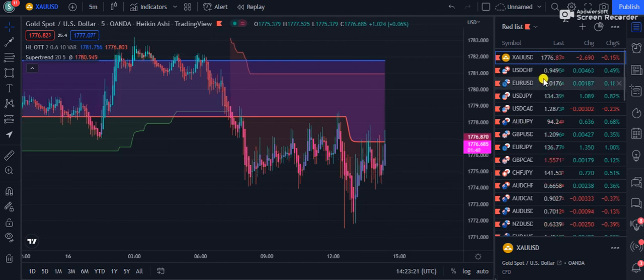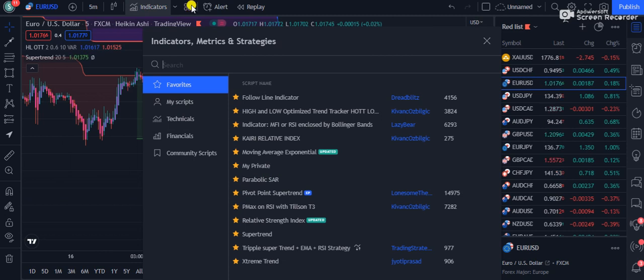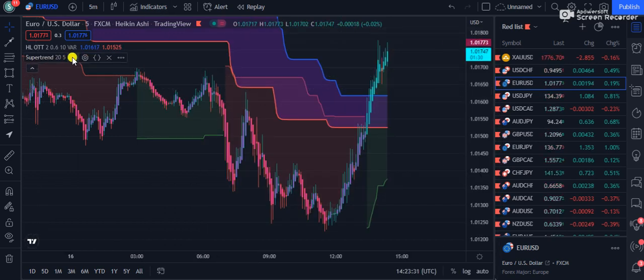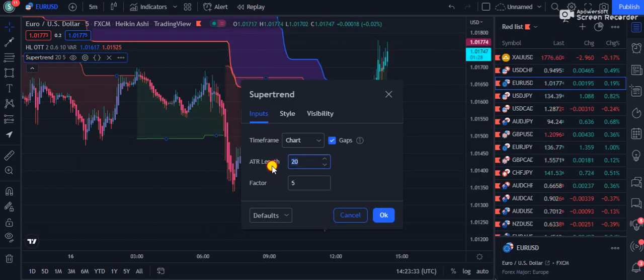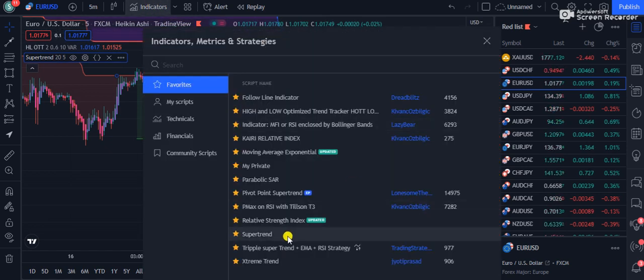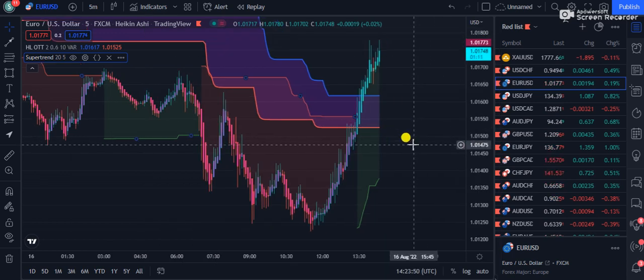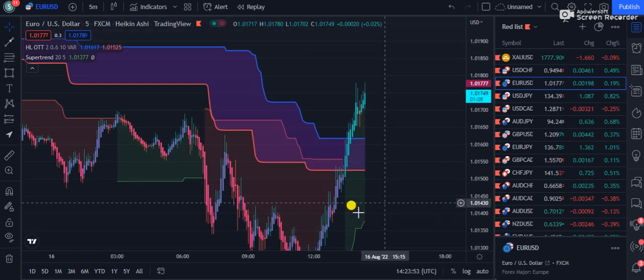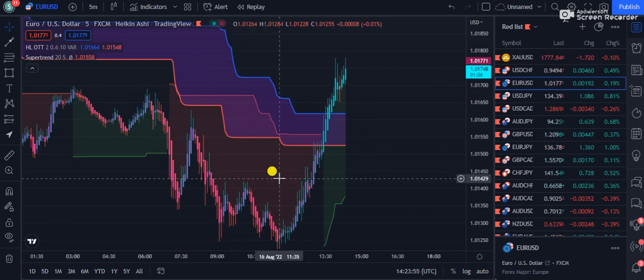I will also tell you which settings I am using. If I go to the settings tab of the Supertrend, this is the simple Supertrend that I am using. In the settings, you will have to change the ATR length to 20 and the factor to 5. The second indicator that I am using, let me show you here, is the High and Low Optimized Trend Tracker, HOTT, by Kıvanç Özbilgiç. This indicator is working like a charm for me because it is very good, and when the trend changes, you will come to know.